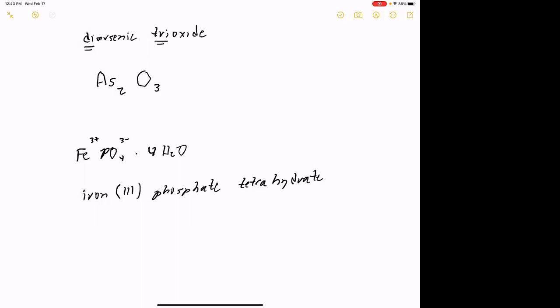So don't forget, you've got 2 different kinds of metals: main group metals and transition metals. If you have a transition metal, you have to specify the charge as part of the name. If you have a main group metal, you don't do that.